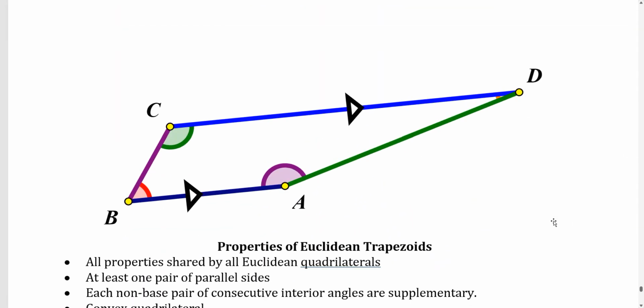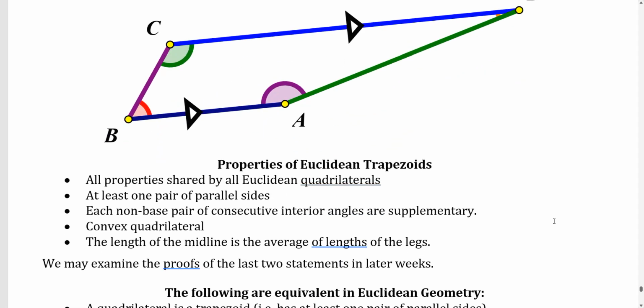Okay, so not a lot we could say. There's a good picture of one there. What do they have here? We have all properties shared by all quadrilaterals because it is a quadrilateral. At least one pair of parallel sides. Each non-base pair of consecutive interior angles is a supplementary pair. It's a convex quadrilateral. And this one is something that you definitely have not seen from what we've done so far. It turns out the length of the midline is the average of the lengths of the bases in Euclidean trapezoids. That's going to require a little bit more proof. We'll come to that a bit down the road.